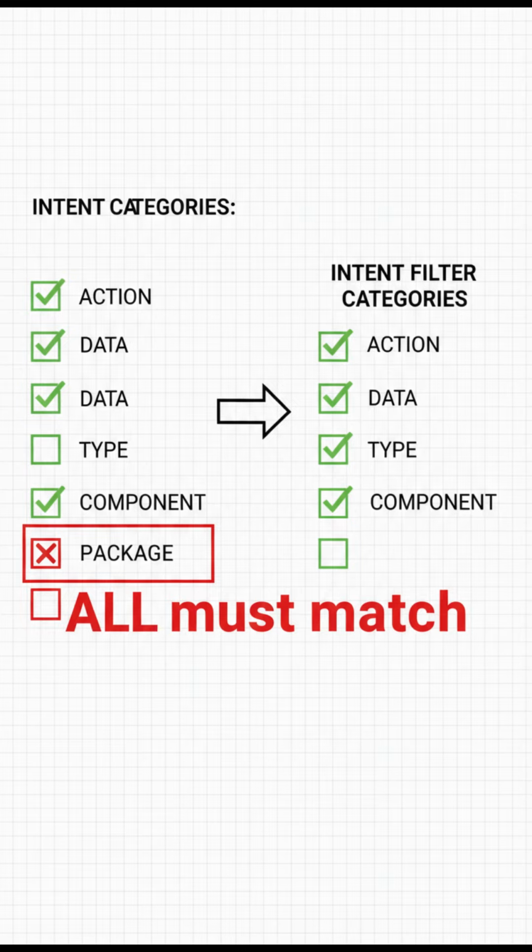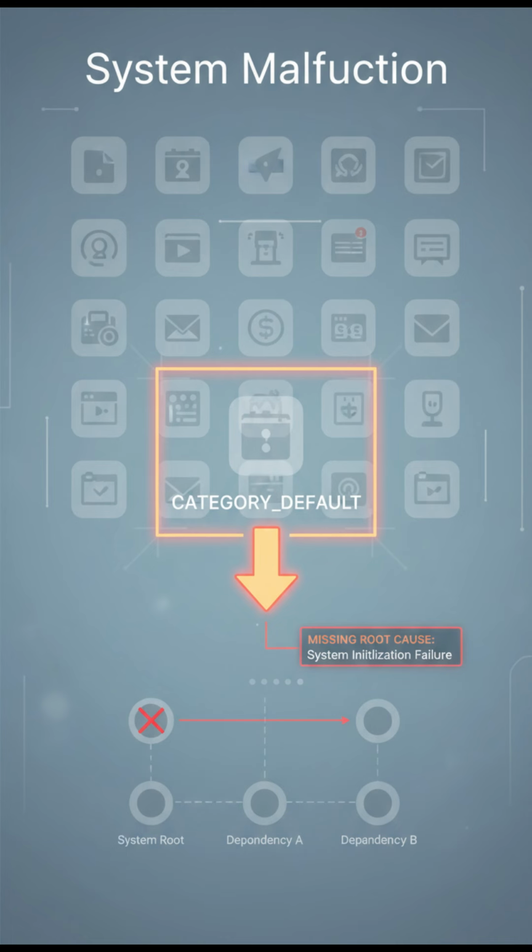Next is category matching, which is strict. Every category in the intent must be in the filter. If even one category is missing, the filter is silently rejected. This is why category default is so important and why sometimes your app never shows up in the chooser if you miss a category.